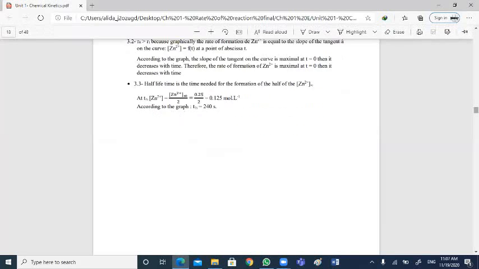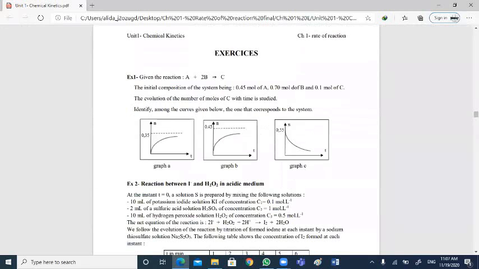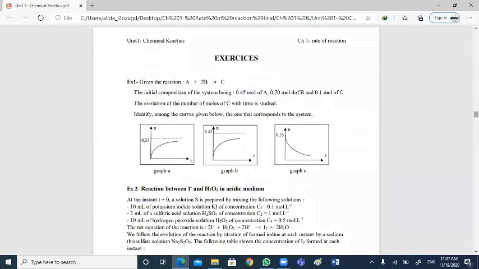exercise of chapter 1. Exercise 1. Given the reaction A plus 2B gives C. I will write it and you don't copy after me, I will send it to you so you copy it on paper at home. The initial composition of the system is 0.45 mole of A and 0.70 mole of B and 0.1 mole of C. C, the product, is not 0 at t equals 0. We have 0.1 mole at the beginning of the reaction.